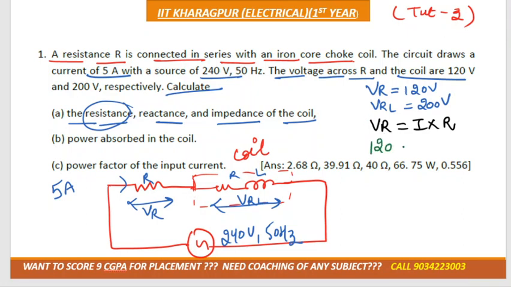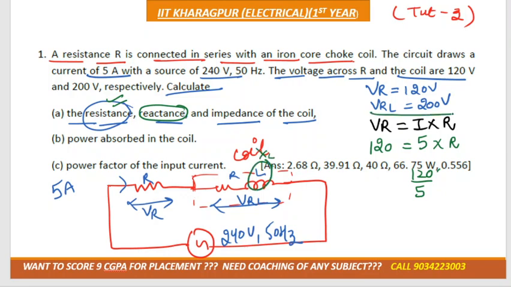Okay, current is how much in the circuit? 5. Can we get the resistance? 120 by 5, right? Clear? Now we have the resistance. Next we need to calculate the reactance. Tell me, how can we get the reactance? Reactance means XL, correct?